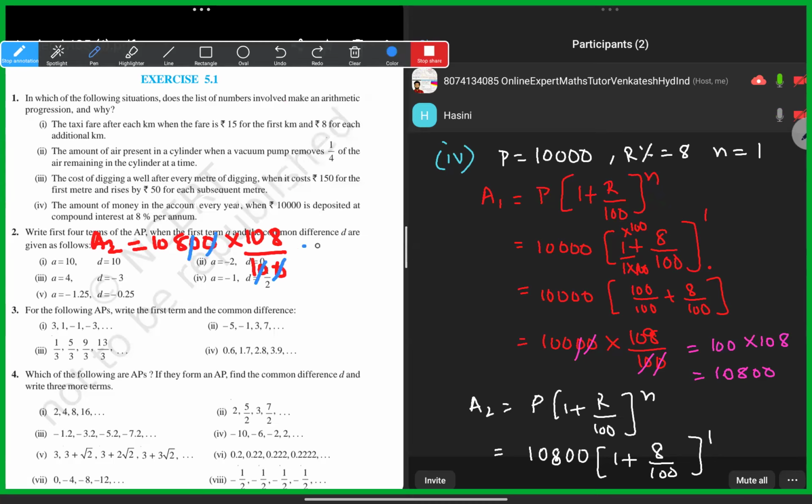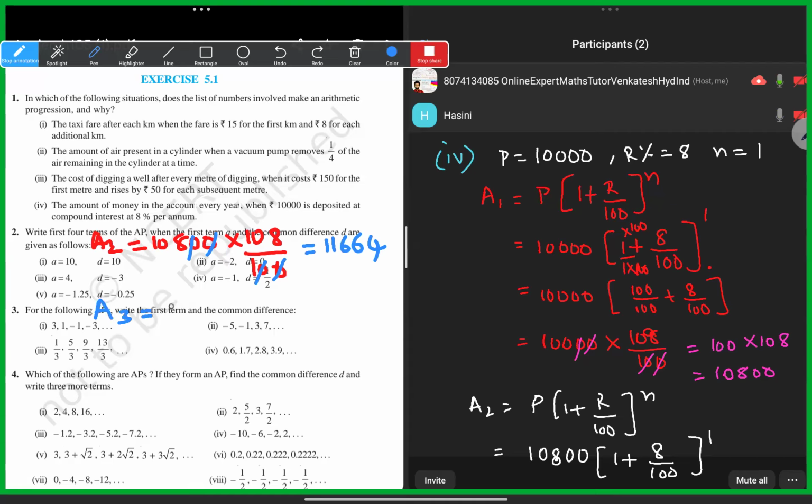It will become 108 into 108. Exactly, 11,664 we will get here. This is A2. Now I am finding out A3.